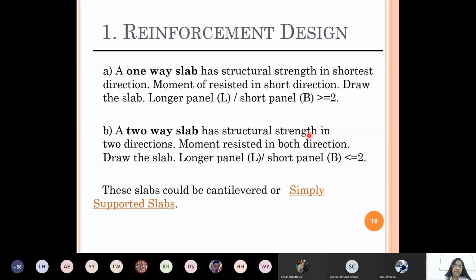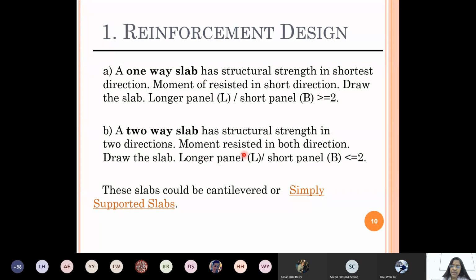A two-way slab has structural strength in two directions. Moment is resisted in both directions. It can take up the load in both directions, or failure is susceptible in both directions. That's why the member has to resist in both directions. Draw the slab. For two-way, longer length L over B will be less than 2.